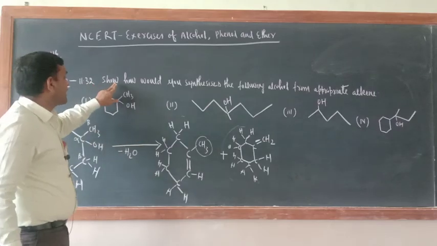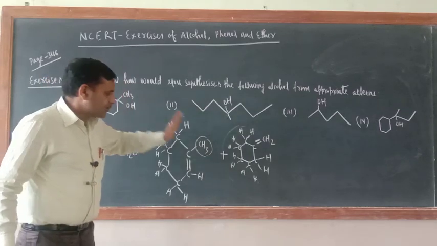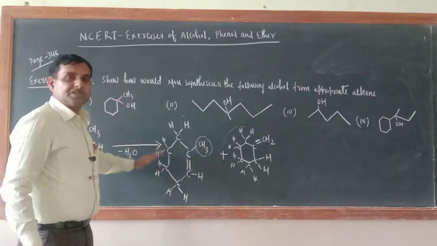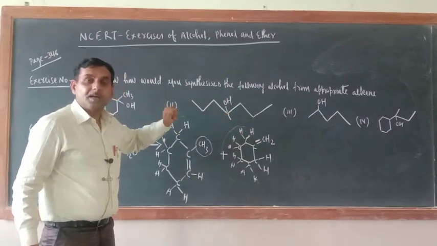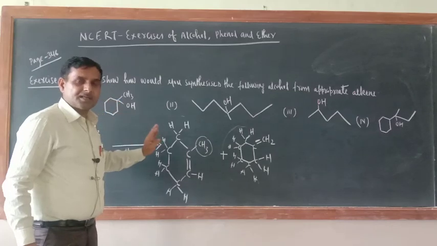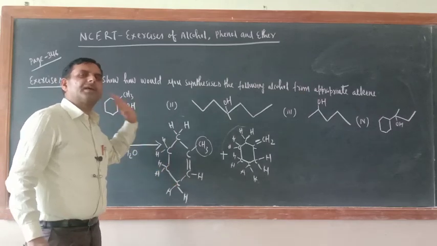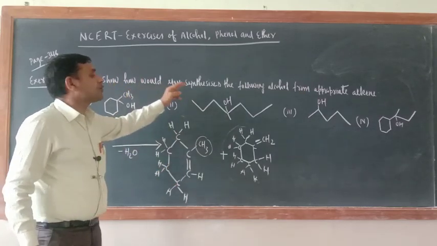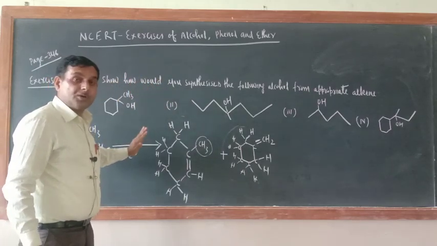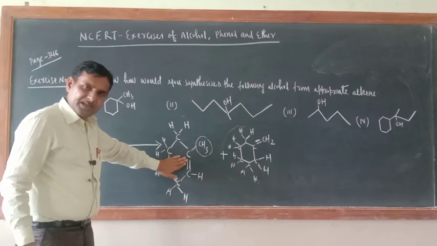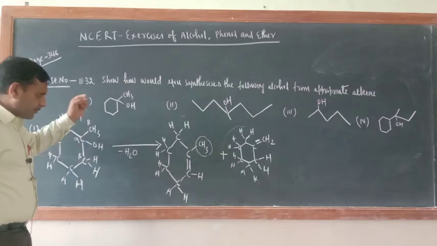this alcohol. They are telling, how would you synthesize the following alcohol from appropriate alkene? So this is also an alkene, this is also an alkene. Which is the most appropriate? In all the cases more than one alkene will form. That only you have to find out. I am giving you a hint: the alkene which is most stable is the only appropriate one. But they are telling how would you synthesize? Means you have to prove that this is the best suitable alkene for the formation of this particular alcohol. Okay, so that will also do.